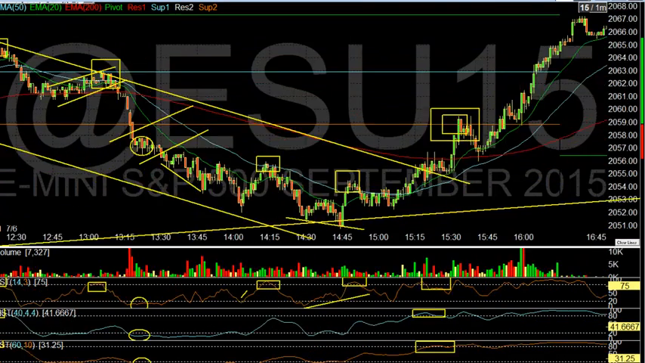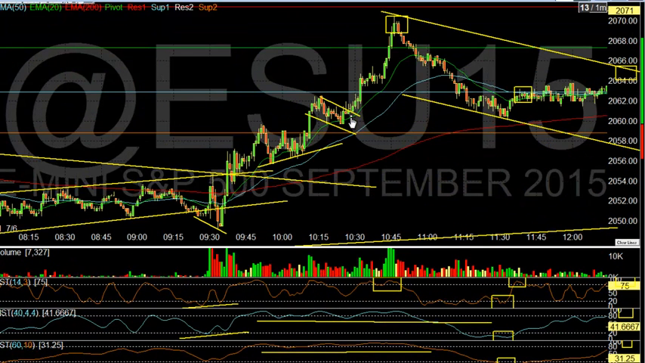We had a little flag. Let's see, let's go back here. We had a little flag here, move, break out, and a push back up here. And at this point, we talk about what we call a triple threat, and that's when we have all three stochastics line up and we look for a reversal candle.